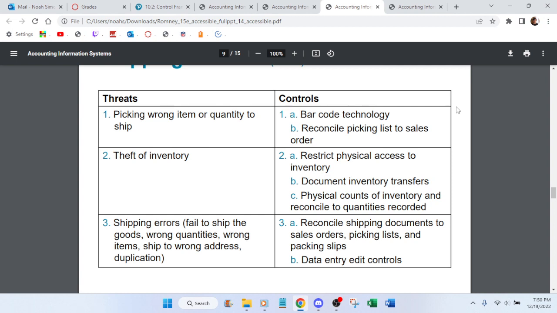Theft of inventory. Restrict physical access to inventory, document inventory transfers, and reconcile physical counts of inventory to quantities recorded.